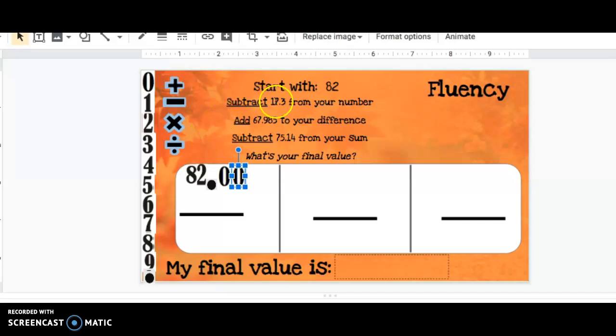You're going to subtract 17 and 3/10 from that number. So before I begin putting my digits down, I put my decimal point down. And I look at what is in the tenths place, and they have a 3 in the tenths place, so I'm going to put my 3 in the tenths place. Then I look at my ones place is a 7, and I look in my tens place, and it's a 1. And they're saying subtract it, so I'm going to subtract.